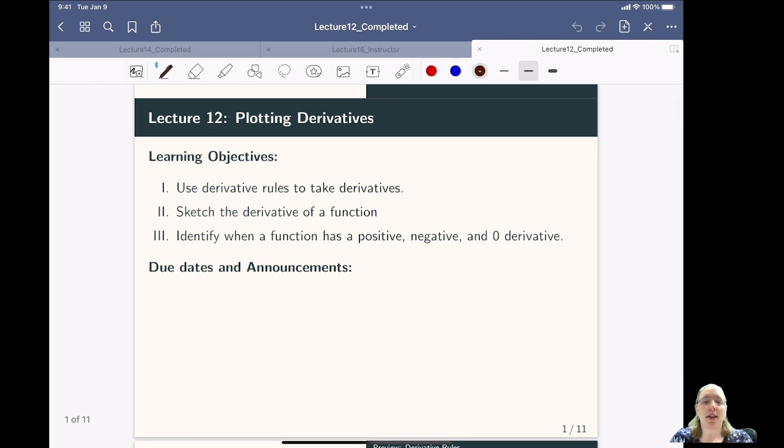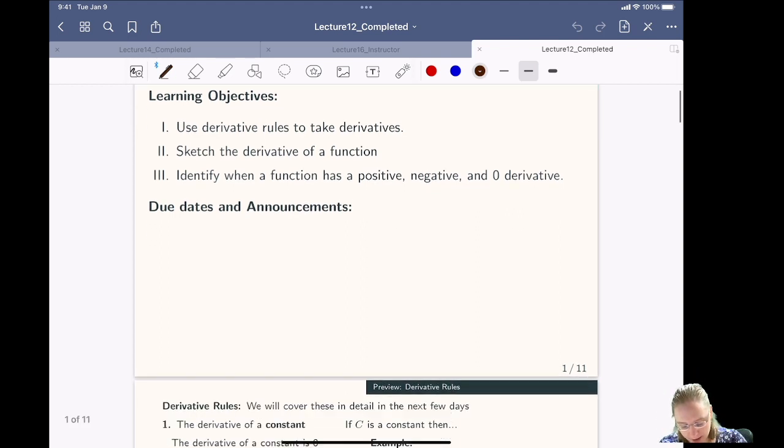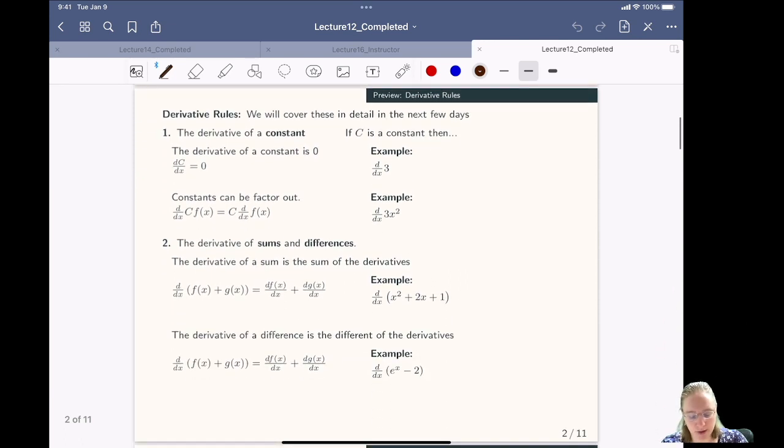All right, so in the last lecture we talked about what a derivative means as the slope of the tangent line to a curve. In this lecture we're going to talk about some derivative rules that we use to take derivatives. We'll cover these rules in more detail in the coming lectures, and then we will talk about how to sketch a derivative by hand. All right, so let's start with those derivative rules.